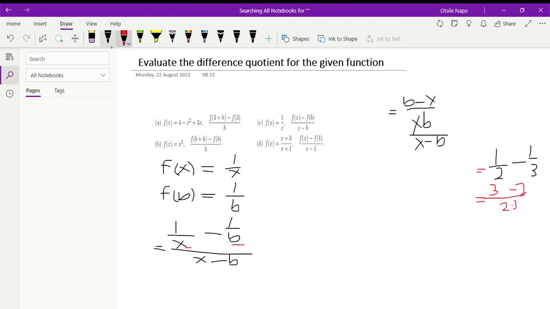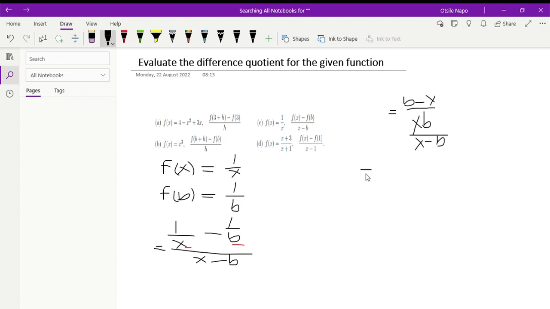I don't know if I explained correctly, but 3 will cancel 3 and 2 will cancel 2, leaving us with the other factor. So let me erase this. This was just for example on how we got the answer, because what's important is how we actually got the answer.